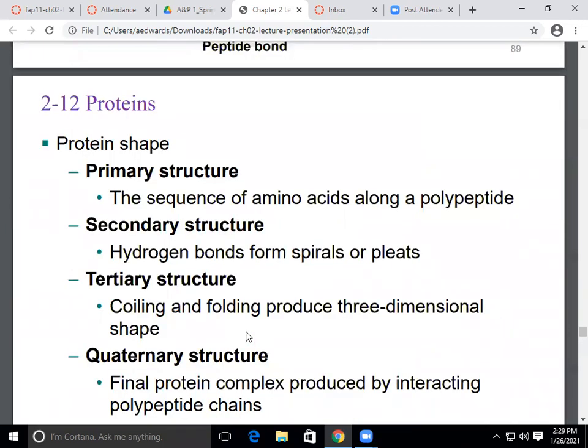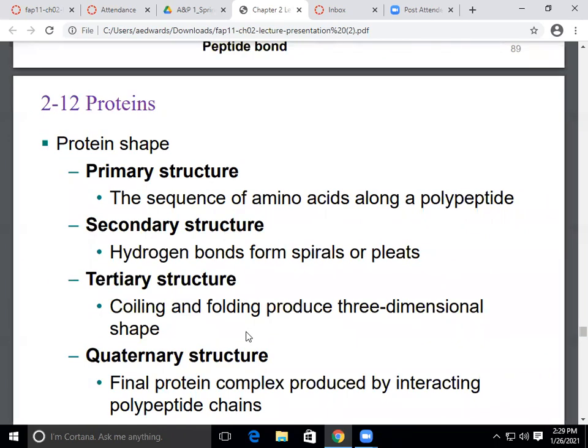So, protein shape. So we talked about the structure. Now let's talk about the shape. And it has basically 4 levels of structure. So we'll start with primary structure, which is just your amino acid sequence, just whatever the list is of the amino acids in the sequence. Okay, that's your primary structure.